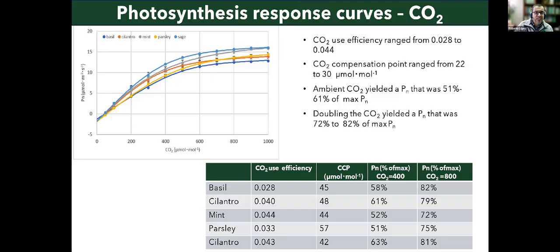So at ambient CO2 concentrations, which are slightly above 415 micromoles per mole, they yielded a net photosynthesis of anywhere from 51 to 61% of the maximum potential photosynthesis. If you were to inject CO2 to 800 micromoles, they found that you could increase that net photosynthesis up to 72 to 82% based on the particular culinary herb. So here in this instance, we are seeing that increasing CO2 is going to increase your yield.